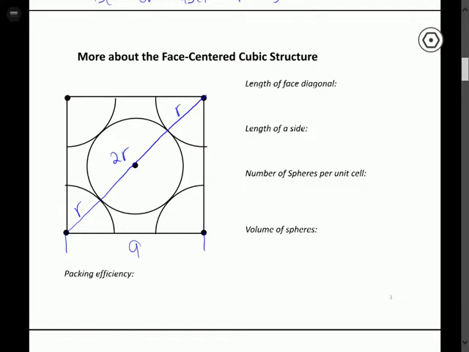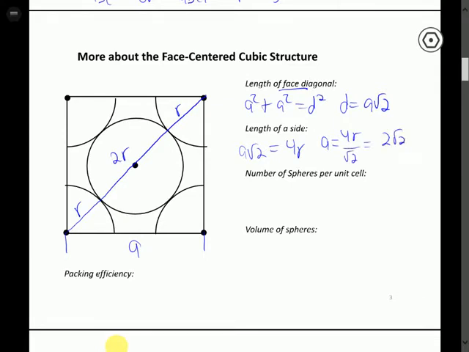From geometry, the length of a face diagonal is just the Pythagorean theorem: a squared plus a squared is equal to the length of the diagonal squared, which means the diagonal is a radical 2. And we also saw that along this diagonal we have to go through 4 radii, 4r. So a radical 2 is 4r, which means the length of a side in terms of the atomic radius is 4r over radical 2, which is 2 radical 2 times r.